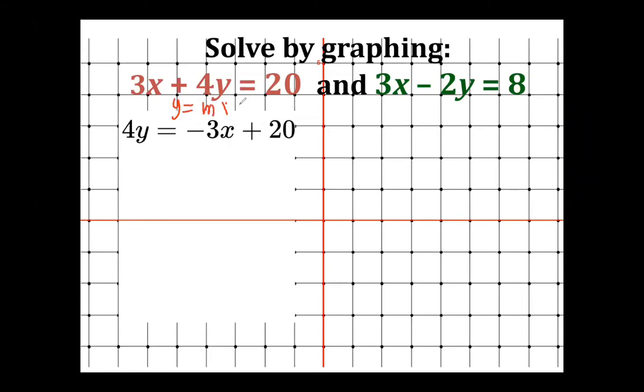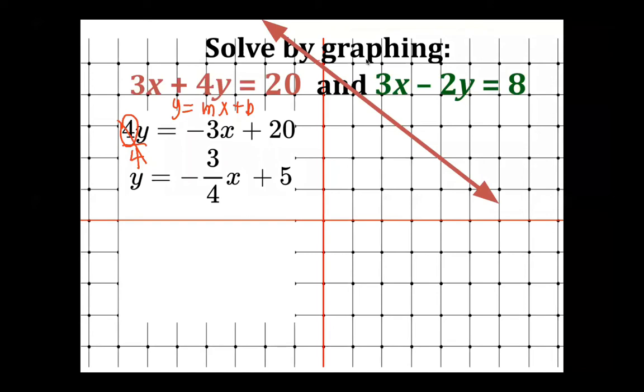And we're not quite done yet because we still have a 4 getting multiplied by our y, and we need y to be completely isolated. So very last step is to divide 4 on both sides. So that would cancel out the 4 right here, and you would get negative 3 over 4x plus 20 over 4, which would just be 5. Now this is your final equation rewritten in slope-intercept form, and you can graph that on your coordinate plane.